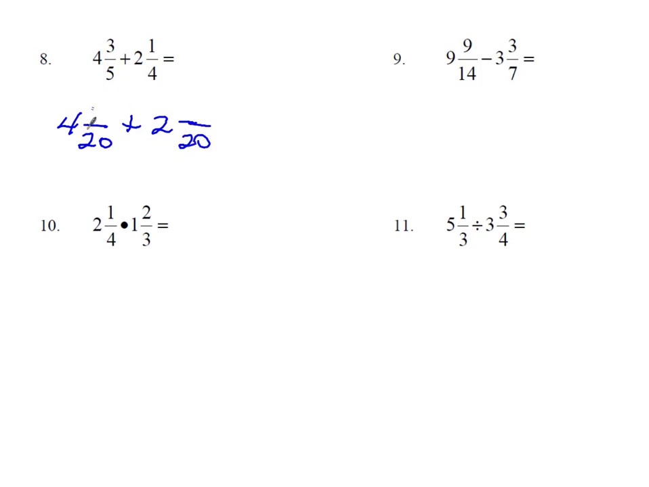Now, how did I go from 5 to 20? I multiplied by 4, so I do the same to the 3. 3 times 4 gives me 12. 4 times 5 gives me 20, so 1 times 5 gives me 5.